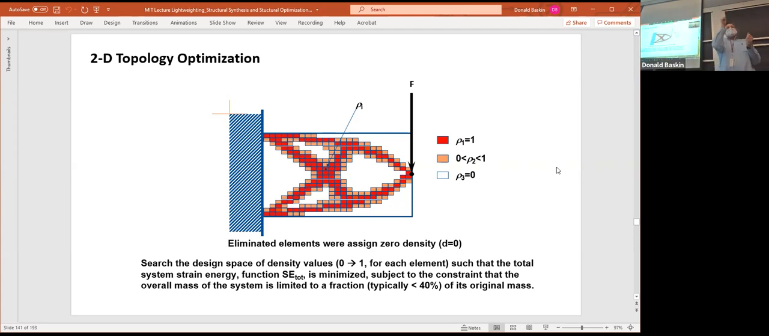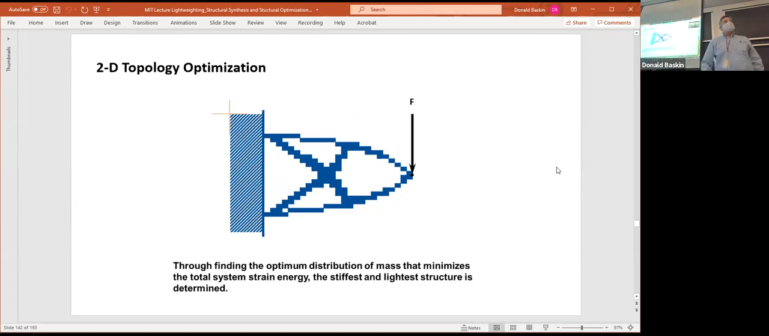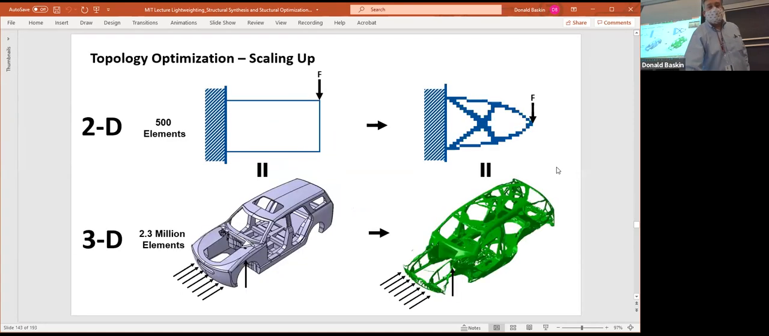And the numerical optimizer has to figure out where am I going to put this density? Here, here, here. Where am I going to put this density so that the aggregate strain energy is minimized? And this is actually the result right here. This is for 500 elements. Because of computer algorithms, this is very easily expanded to millions of elements or hundreds of thousands of elements. So this is the easy problem I just showed you.